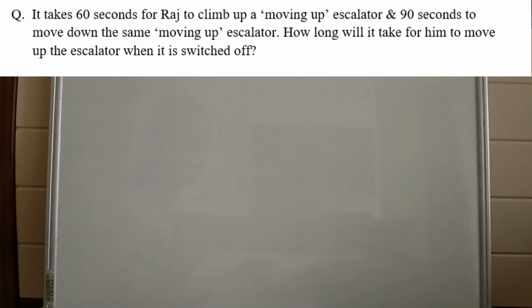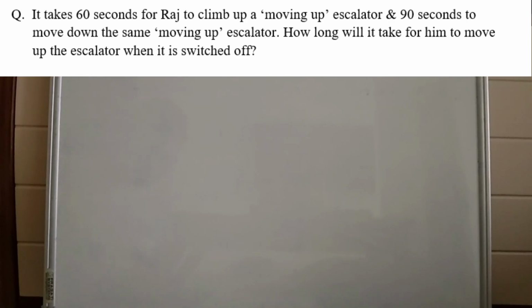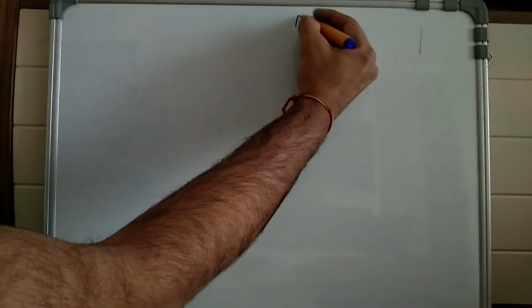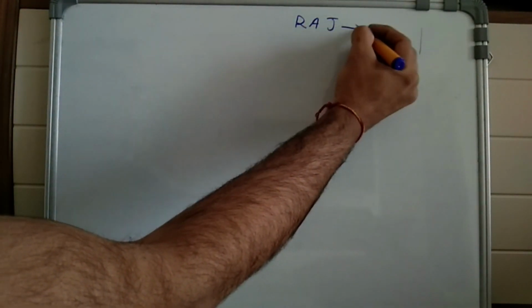So the next question says: it takes 60 seconds for Raj to climb up a moving up escalator and 90 seconds to move down the same moving up escalator. How long will it take for him to move up the escalator when it is switched off? Okay, so let the speed of Raj be x.